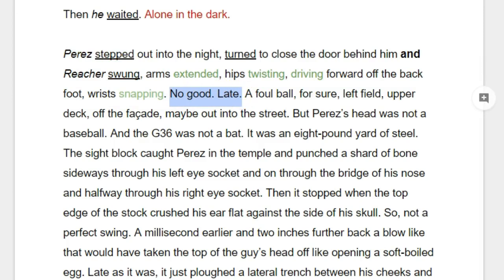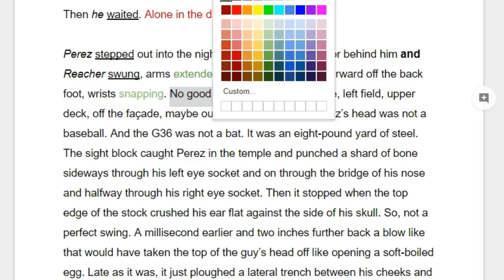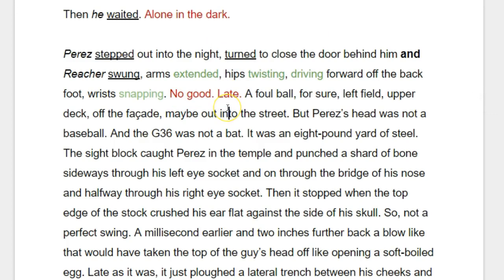But he answers us in a very straightforward manner with our fragments here. No good, late. No verbs. A foul ball for sure, left field, upper deck, off the facade, maybe out into the street. And again, no verb. So we've got three fragments in a row. But Perez's head was not a baseball, and the G36 was not a bat. It was an eight-pound yard of steel. Oh, he loves his threes patterns, twos and threes.